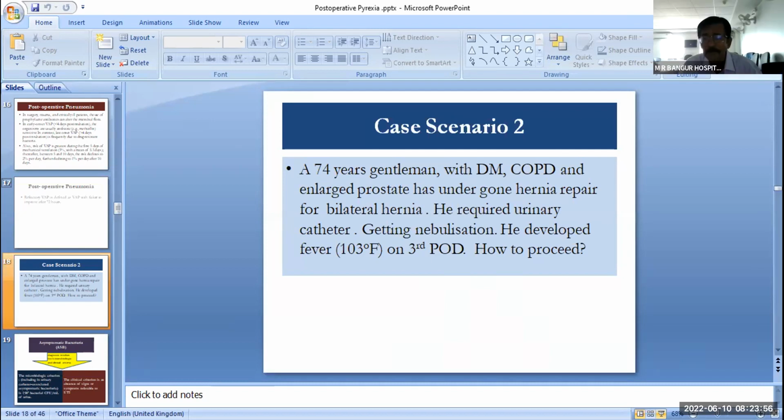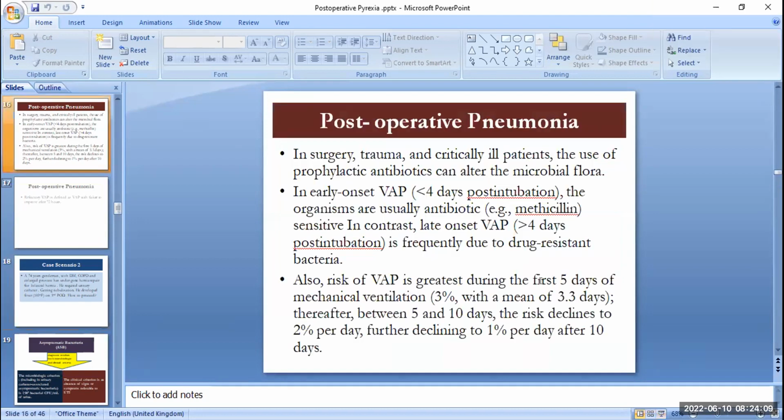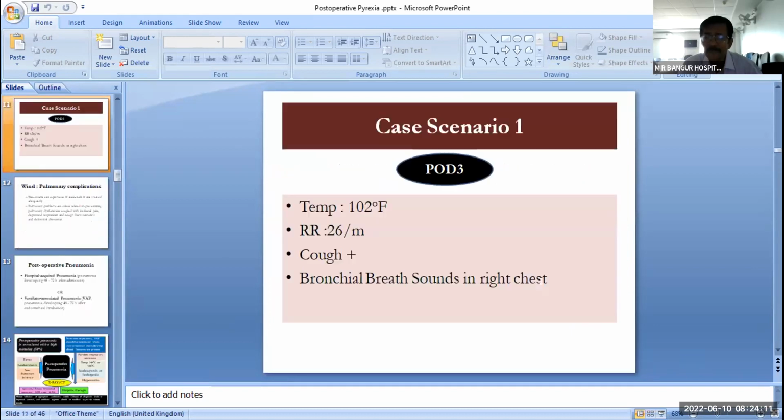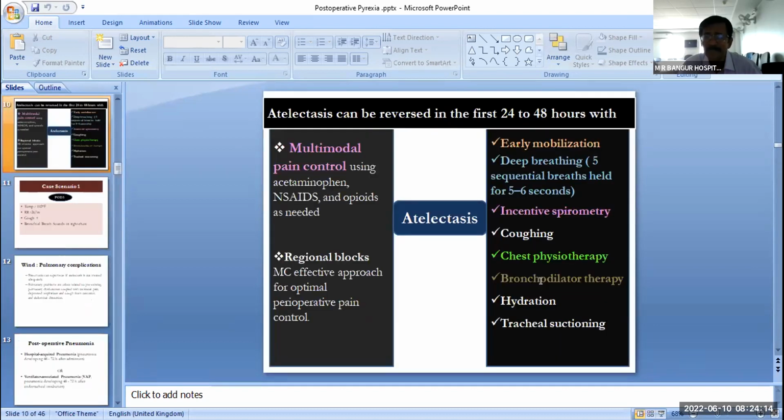You're not talking about the more important thing. In upper abdominal surgery, the patient's diaphragm is splinted. Why? Because he has pain on respiration. So most important is good pain management, good analgesic. Unless you provide relief of pain, the patient will not take deep breaths.